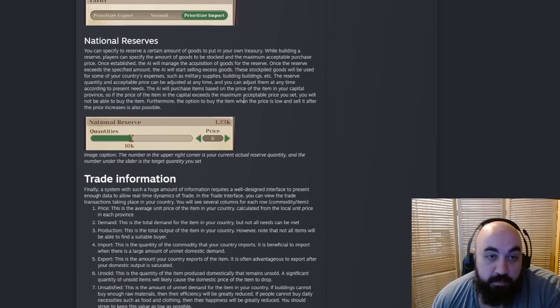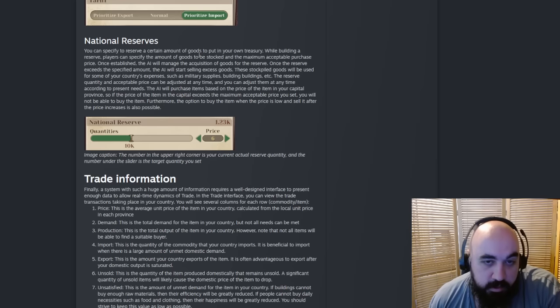National reserves. You can specify to reserve a certain amount of goods in your own treasury. While building a reserve, players can specify the amount of goods they want stocked. Sounds great. And the maximum acceptable purchase price. Once established, the AI will manage the acquisition of goods for the reserve. Once the reserve exceeds the specified amount, the AI will start selling excess goods. These stockpiles of goods will be used for some of your country's expenses, such as military supplies, buildings, etc. The reserve quantity and acceptable price can be adjusted at any time.